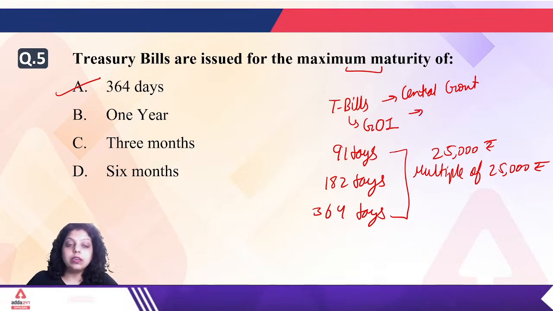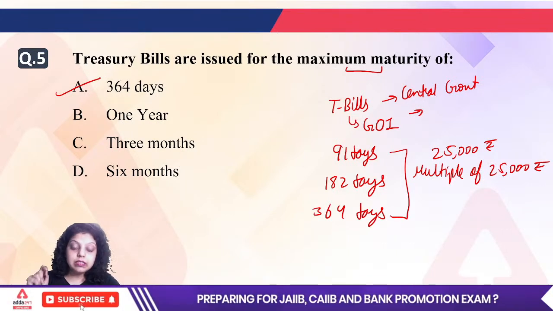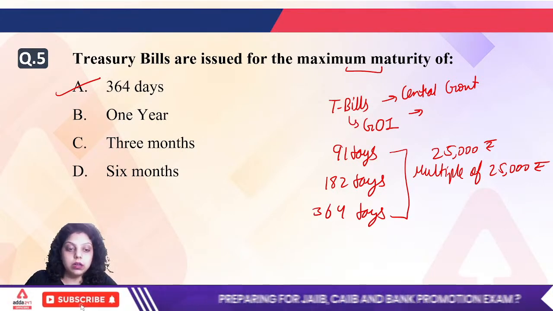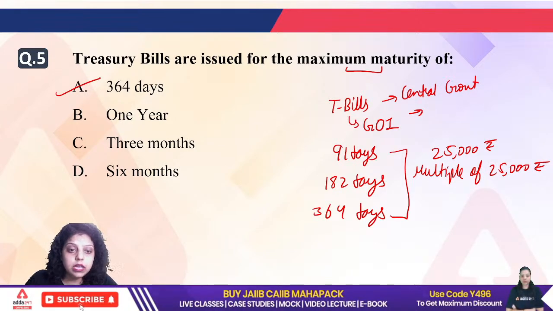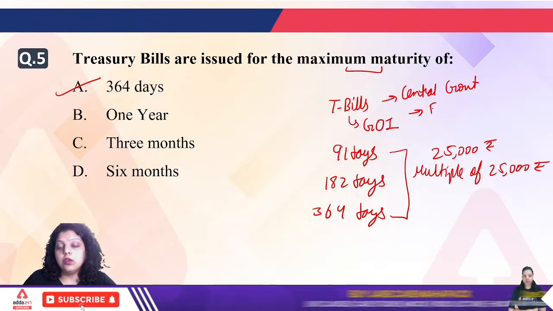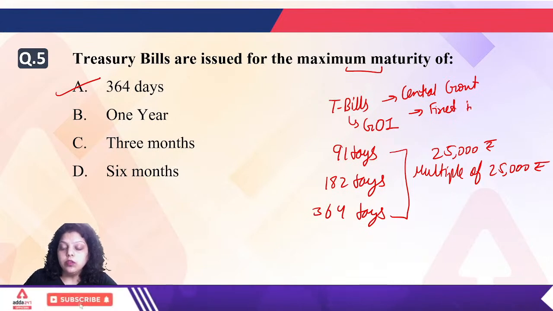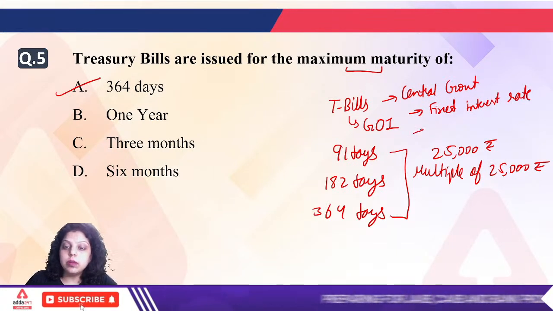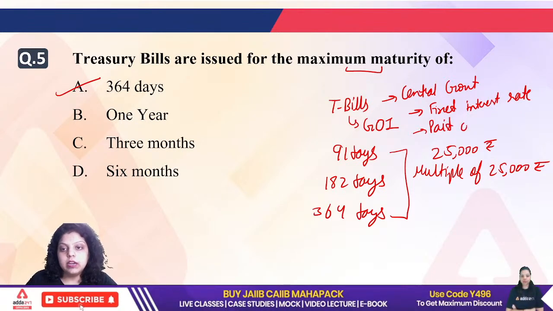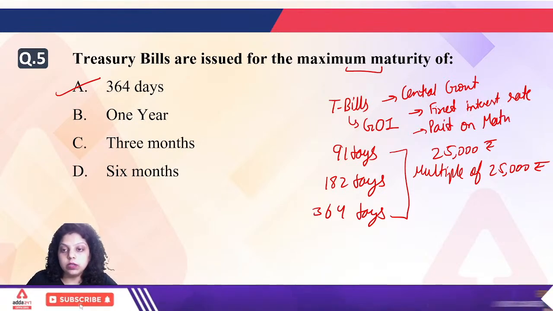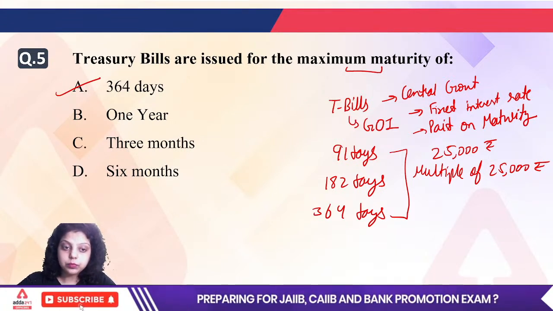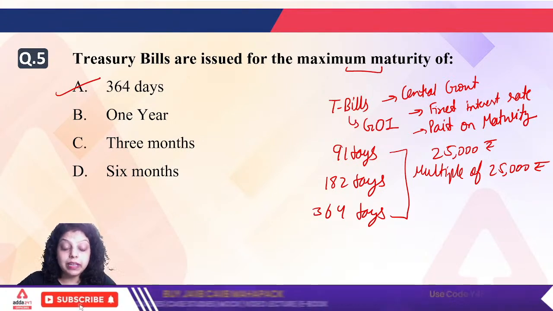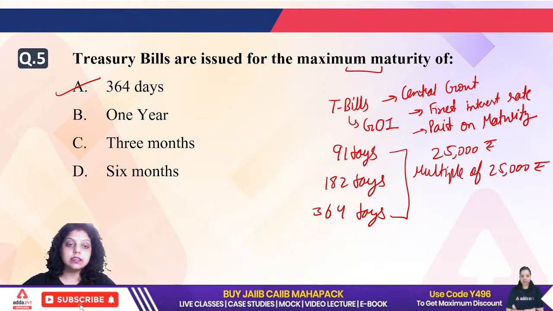The next important thing is that T-bills will always be given to the public at a fixed rate of interest. The interest will be paid on maturity only, at the time of maturity. The interest will be paid by the government, not a company. So the right answer will be 364 days.